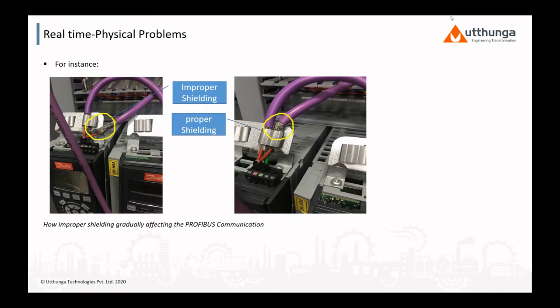If your shielding is out, what will happen? There will be noises. These noises will couple into the PROFIBUS cable, and there will be a lot of reflections in the network. These reflections will not immediately cause intermittent failures or shutdown of your network, but gradually it will lead to a failure of your drive, like a restart of your drive, or maybe once or twice a week you will have a failure. So this is a proper standard you have to maintain. While doing the shielding, the metal contact has to touch the shield of the PROFIBUS cable. Next.